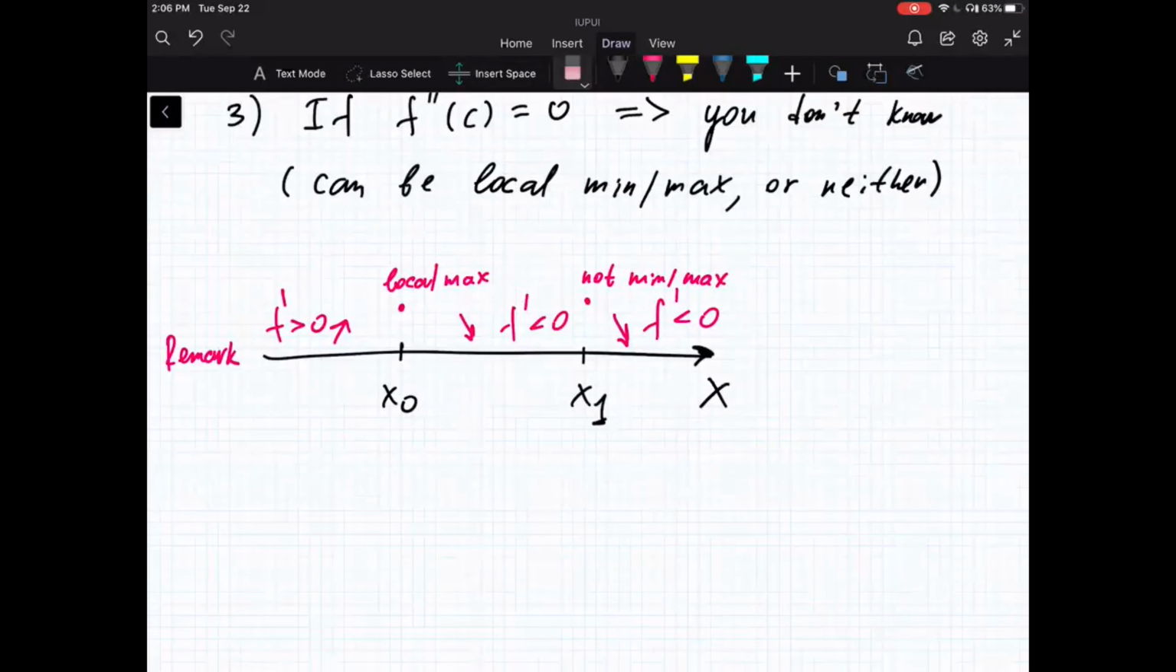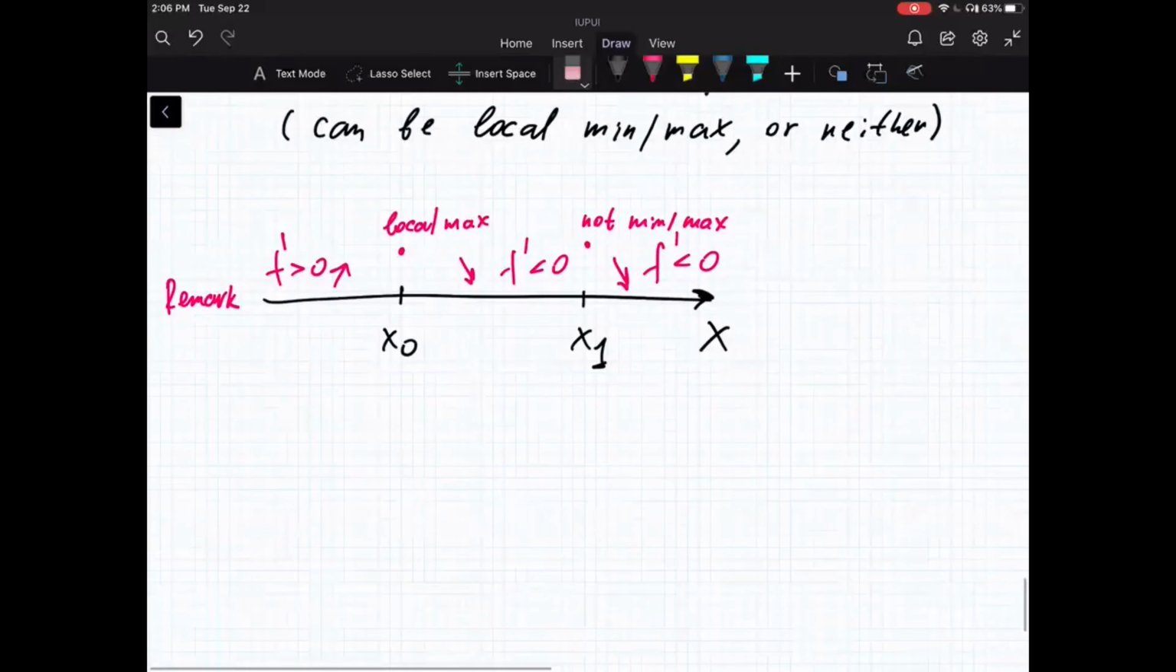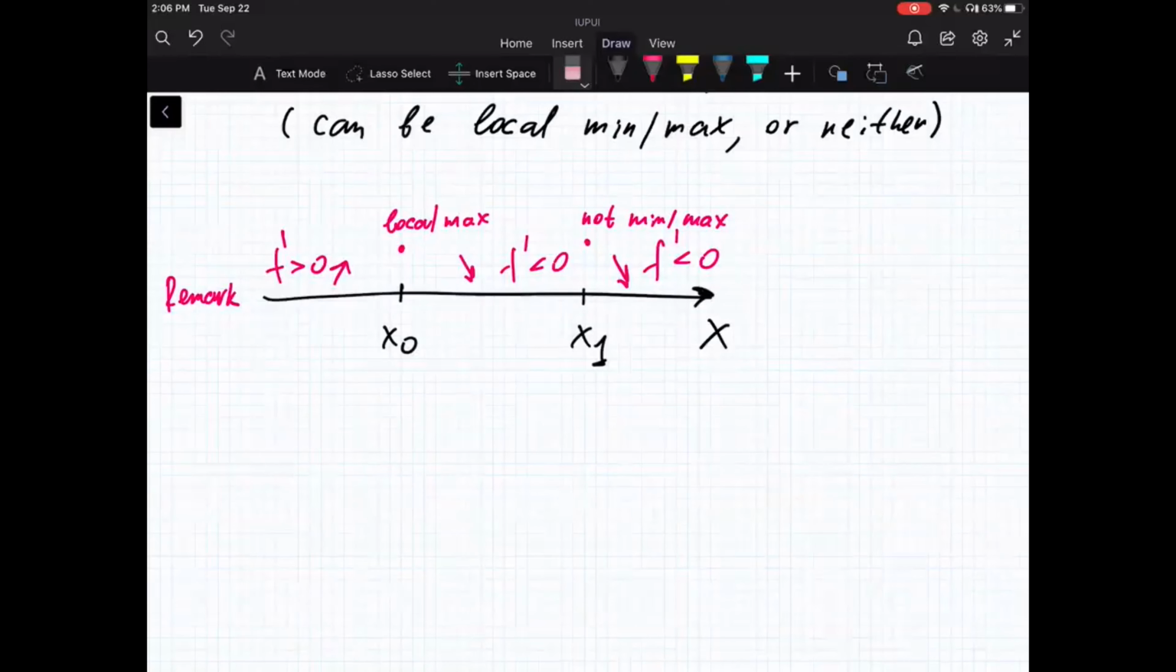So let's calculate example number 2. From the textbook, I keep the enumeration.